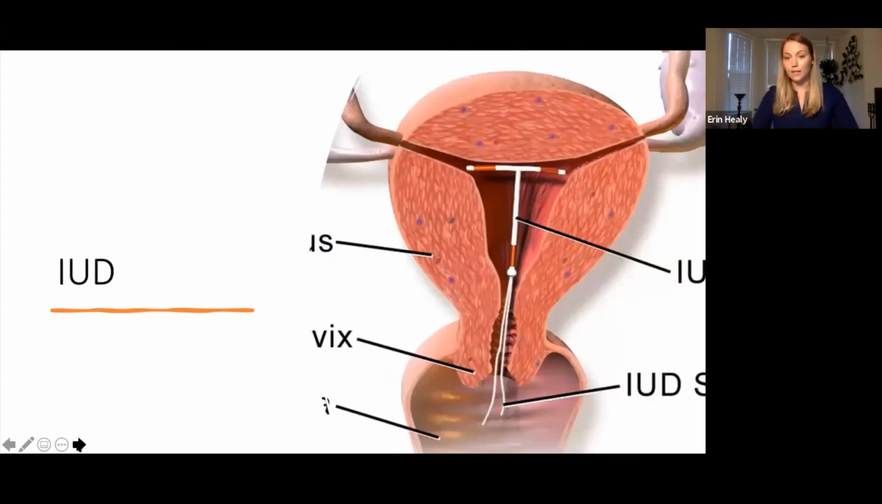The IUD is a similar type of birth control to the Nexplanon. However, it gets implanted in the uterus. My labels got kind of cut off there, but you have the vaginal canal at the bottom, which then changes into the cervix, and then up above is the uterus, and you implant that T-looking shape into the uterus. The strings hang out just a little bit to remove it, but that is something that we do in clinic. We take them out, we implant them all the time, kind of bread and butter for us.